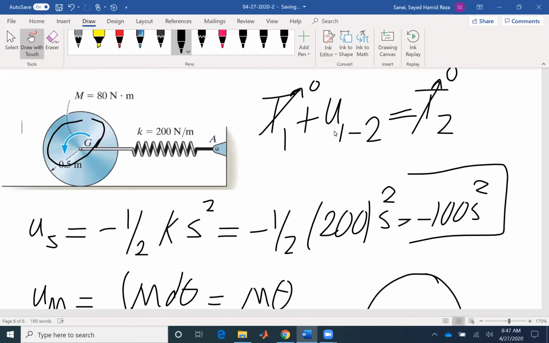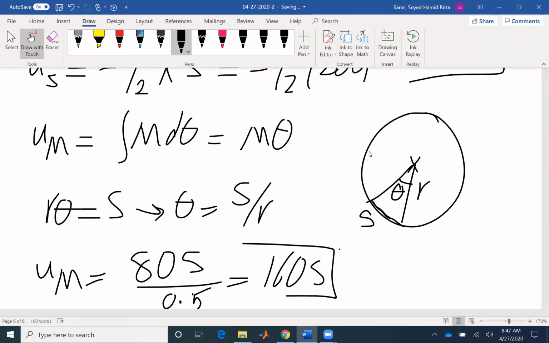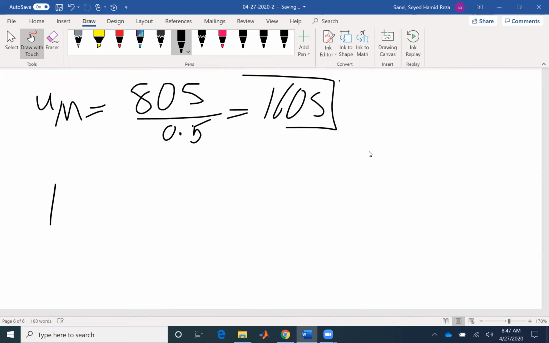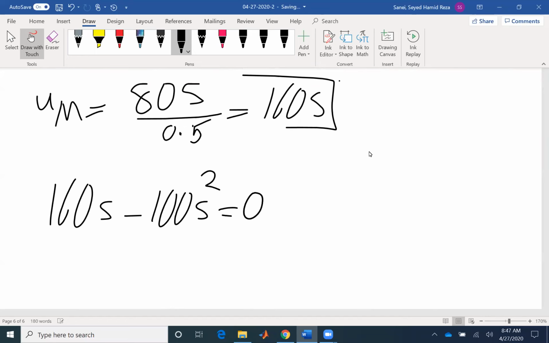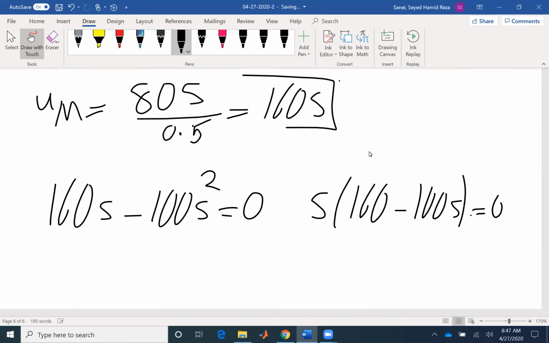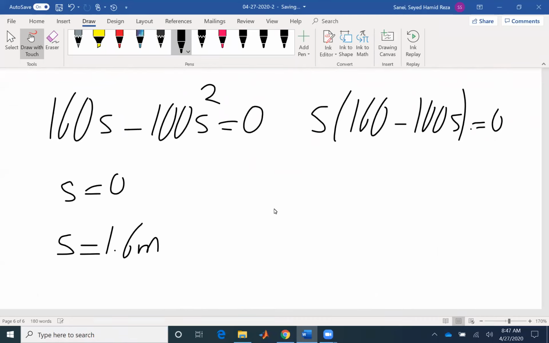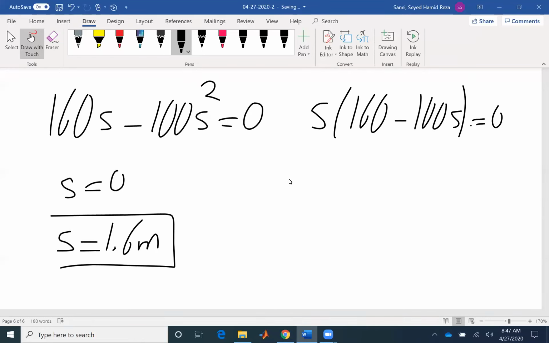According to the equation, the work done on the disc would be 0 between the first and final instant. So 160 s minus 100 s squared would be 0. If I factor s, I have s times (160 minus 100 s) equals 0. I have two solutions. s equals 0, which would be the first instant, that would be the obvious answer. Also s equals 1.6 meter. So this is the answer that we are looking for because it starts and then it stops.